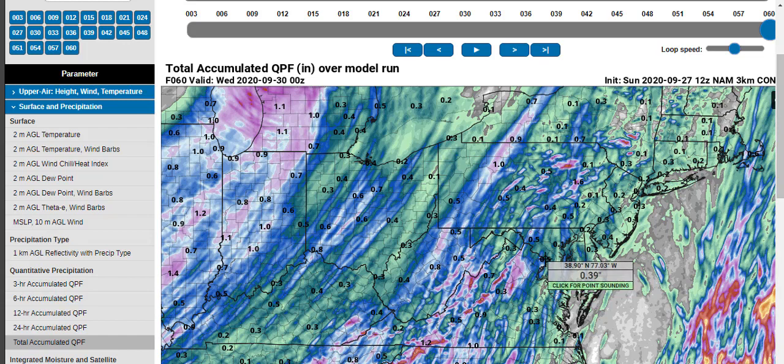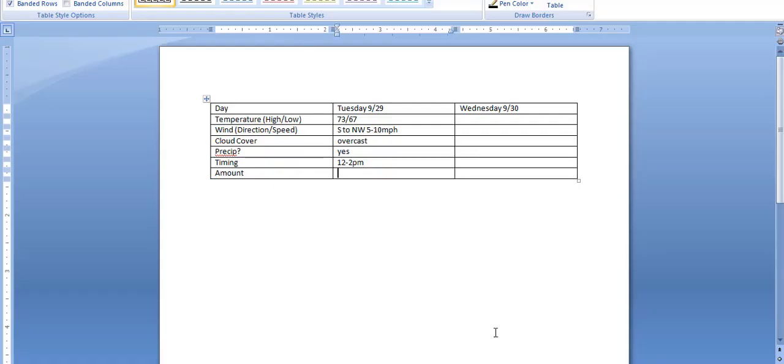So I feel a little bit more confident for right now, especially since I'm making this video on a Sunday. I still have a couple days to go, but I feel more confident putting a range on here. For precip timing, I'm going to say 12 to 2 p.m. into Wednesday. For the amount, I'm just going to give a range. For right now, I'm going to be conservative. I'm going to do 1/4 of an inch to 1/2 an inch of precipitation. And that's how I would set up my forecast.